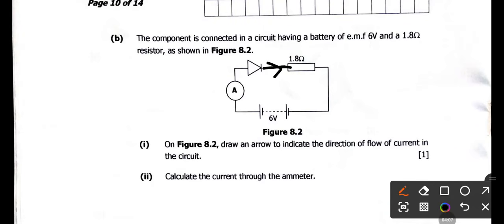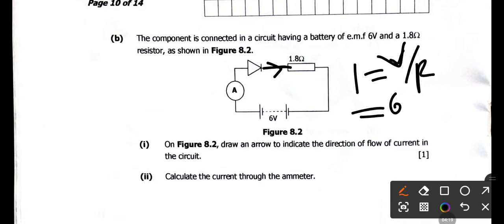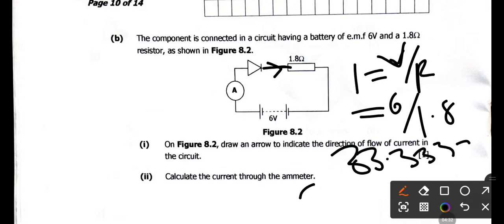Then number 2 says calculate the current through the lamp. Remember, current is voltage over resistance. The voltage is 6 volts and the resistance is 1.8. 6 divided by 1.8 gives me a recurring number of 3.3333, which I can approximate to be 3.33, like this.